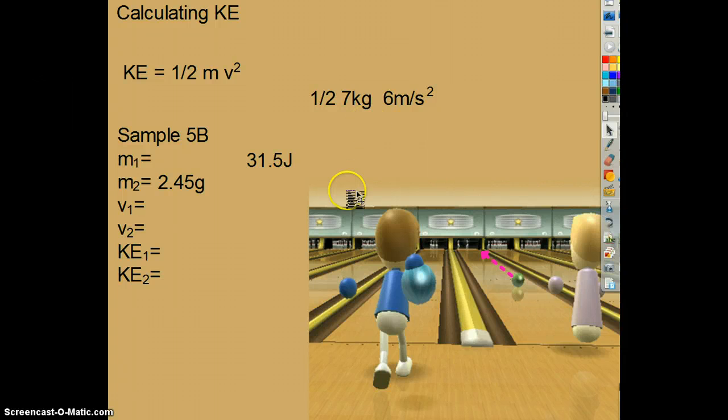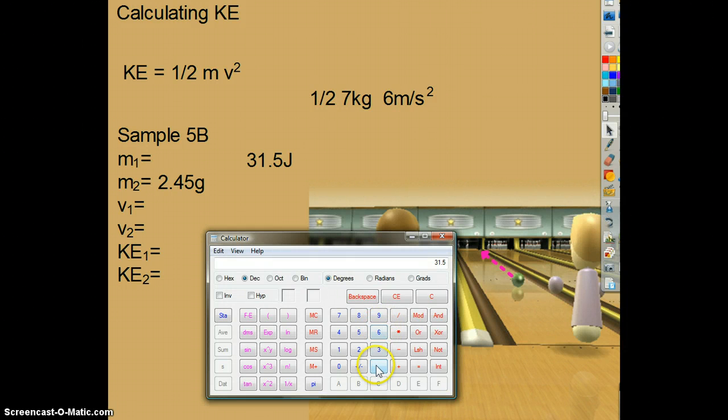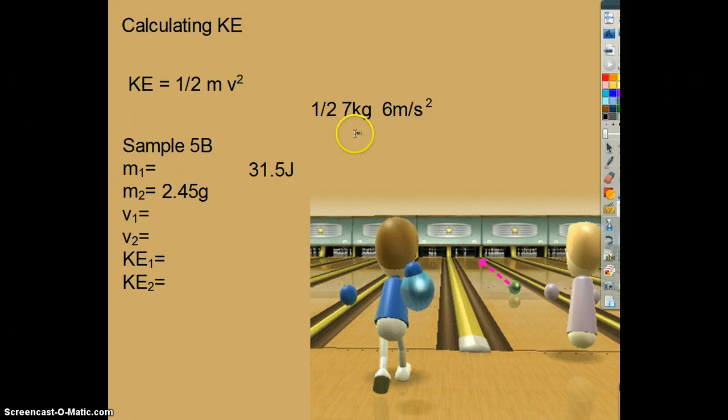Your substitute will pause the video while you calculate, and I will give you 5 seconds before I start revealing the answer from right now. Alright, time for me to show you the work. Again, 0.5 times 7 times, in this case, 6 squared, which is 36, equals. I have an answer. You may not be able to see it on that small calculator. I got an answer of 126 joules.